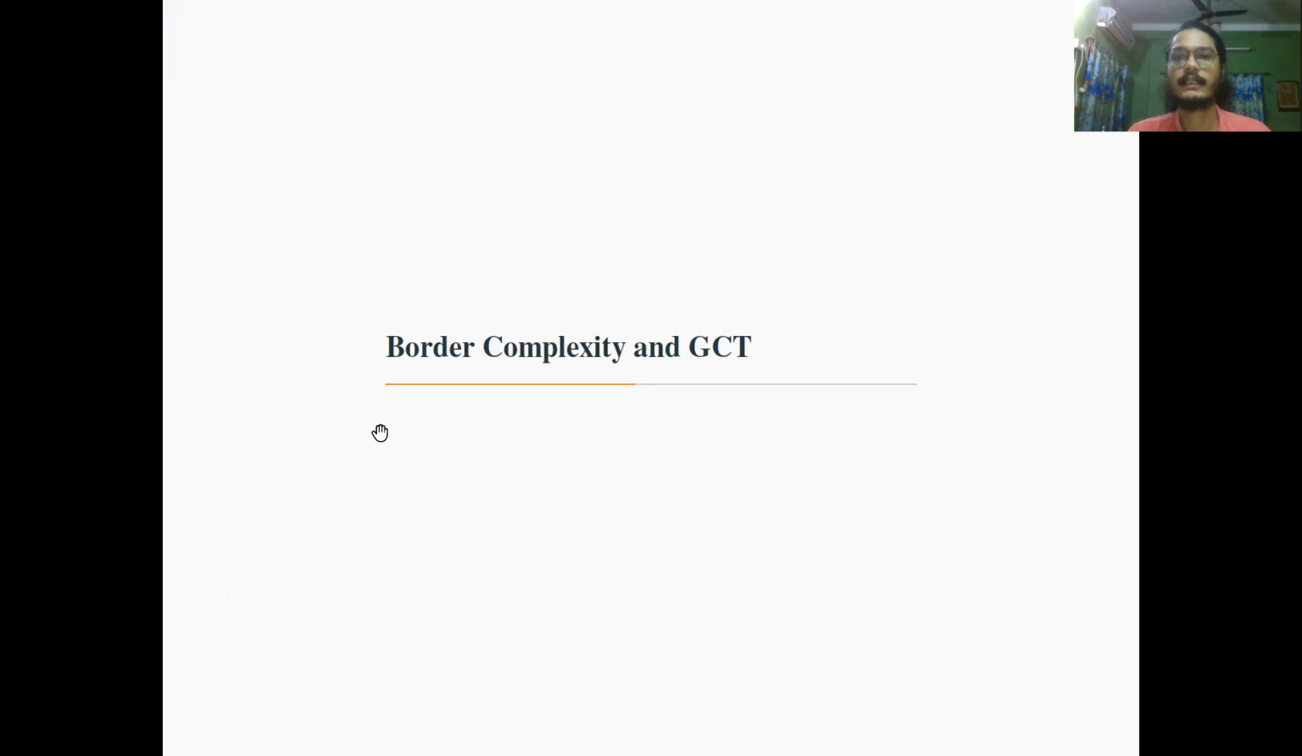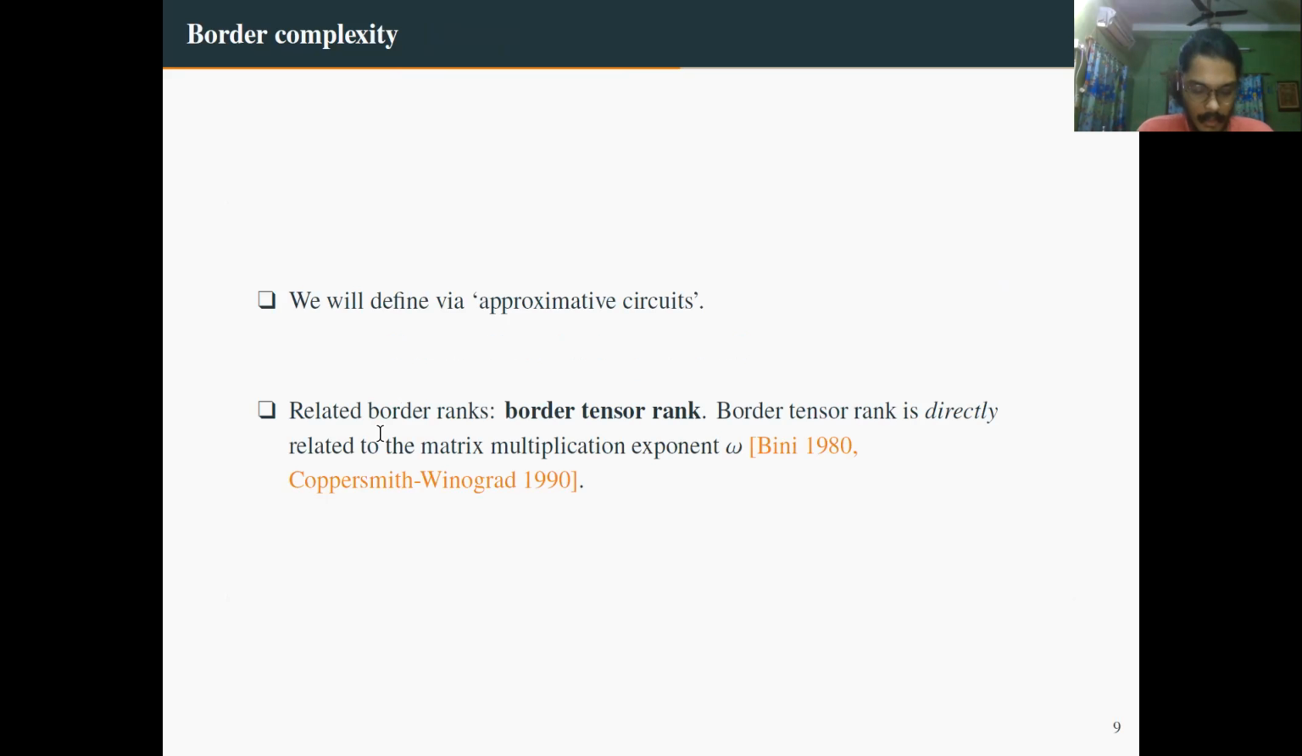So once we have defined these algebraic complexity classes and so on, let's dive into GCT and border complexity. So what is border complexity? We will define border complexity of polynomials via approximative circuits, which we'll define in the next slide. Just to remind you, these border complexity notions, border ranks, and so on were already defined before via approximative circuits and so on. For example, this border tensor rank is a very important notion, which is very closely related to the matrix multiplication exponent.